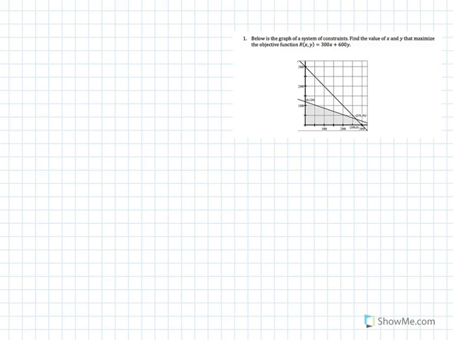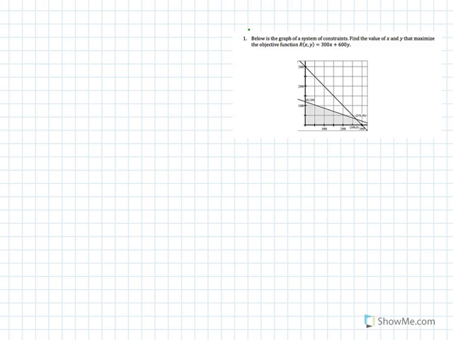Alright, this is Mr. Muhammad coming up with another video about how to solve linear programming problems. The question says, below is the graph of a system of constraints. Find the value of x and y that maximizes the objective function R of x and y equal 300x plus 600y. What I'm trying to look for is the point at which the objective function is maximum, and that happens at any of the corners.